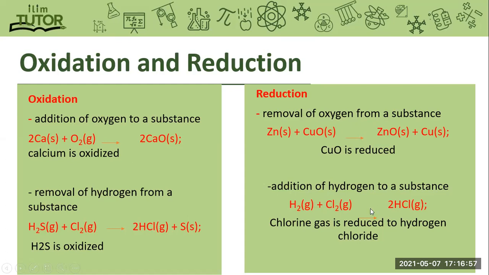Hydrogen gas plus chlorine gas, you have hydrogen chloride gas. So here, chlorine gas is reduced. How? This is chlorine, 2 atoms of chlorine in a chlorine molecule. Now I'm only having 1 atom here. Only 1 atom. So that means that hydrogen has been added to chlorine. I only had chlorine before, but hydrogen now has been added to chlorine. So basically, this is reduction, addition of hydrogen to a substance.